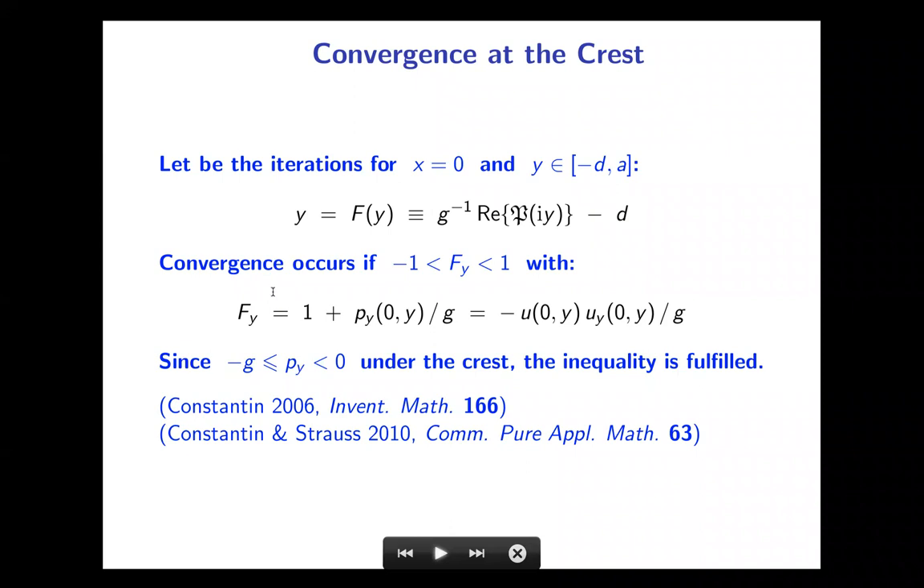And we know that the convergence will occur if the absolute value of dF/dy, the derivative, is less than one. If we replace F by its expression and go back to the original quantity, we know that F_y is 1 plus P_y, the vertical derivative of the pressure, which is related to the velocity like that. And we know that this inequality has been proven in the literature. And that tells us that this condition is always fulfilled, and so the iteration will converge.